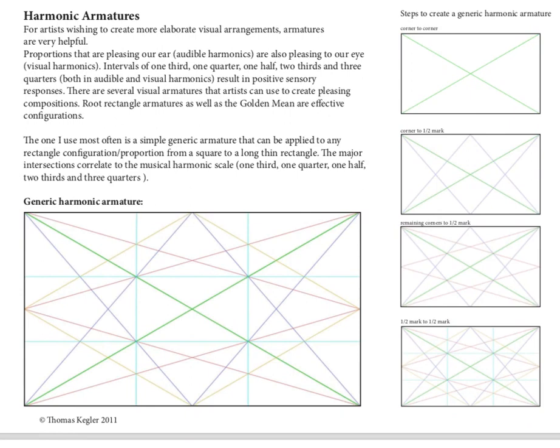This is how to create a harmonic armature, and he talks about 1/2, 1/3, 1/4 divisions, and so on. He calls it a generic armature. It's called the musical armature, and so on. But one thing to keep in mind when you're talking about the harmonic armature is that there's a relationship between audible harmonics and visual harmonics, and that's what he's talking about here.